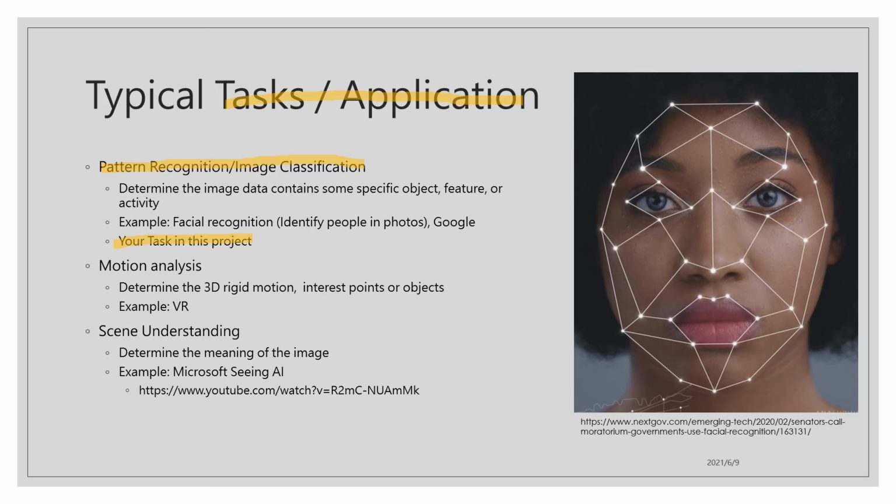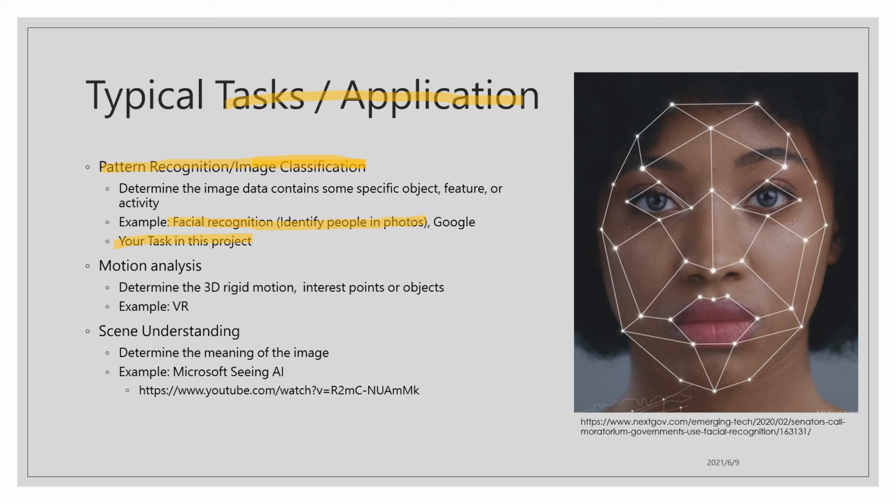So there are lots of things we can do. We can use deep learning, we can use feature extraction, etc. We can combine them together. Besides this kind of application that you will create in this project, there are lots of other applications. For example, facial recognition: identify the people in the photos. This is one of the good examples.